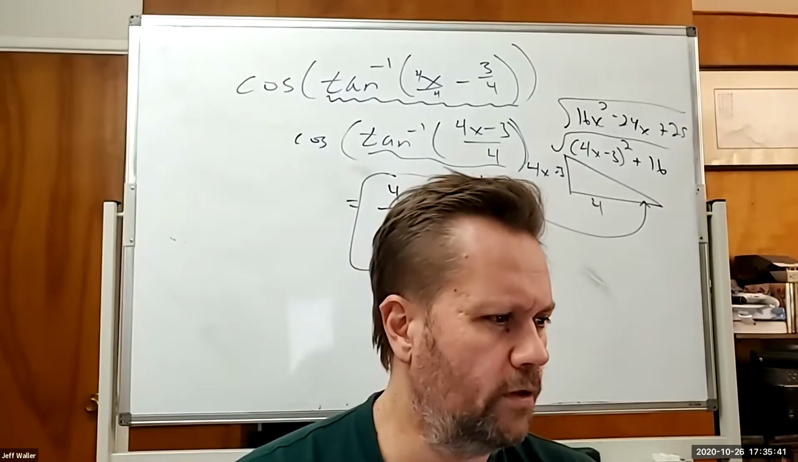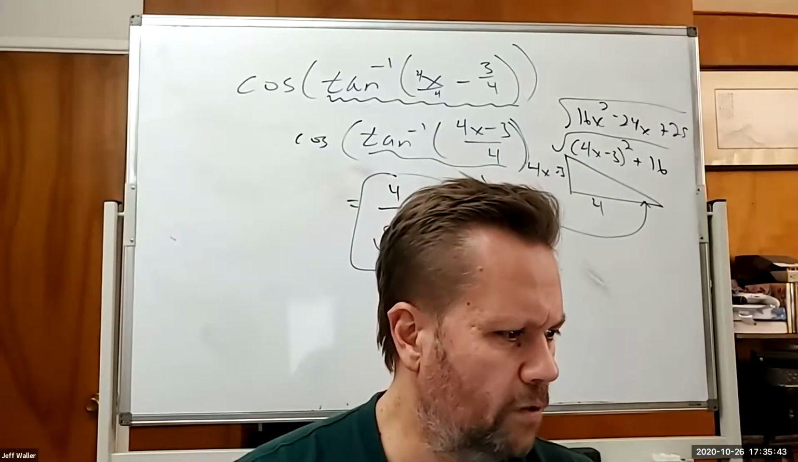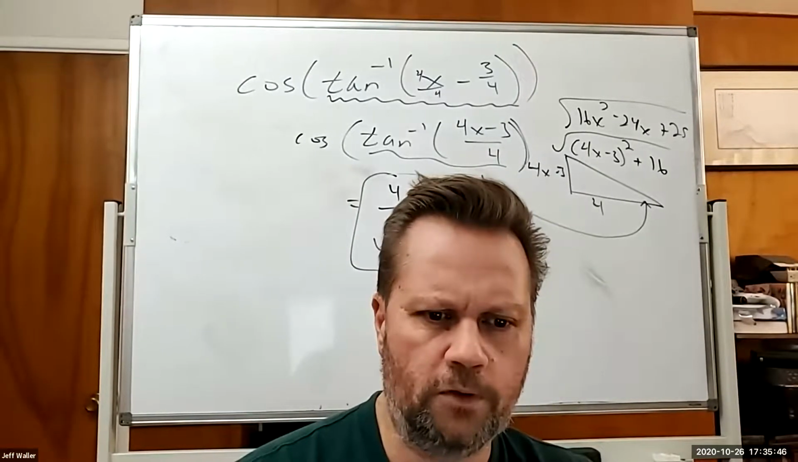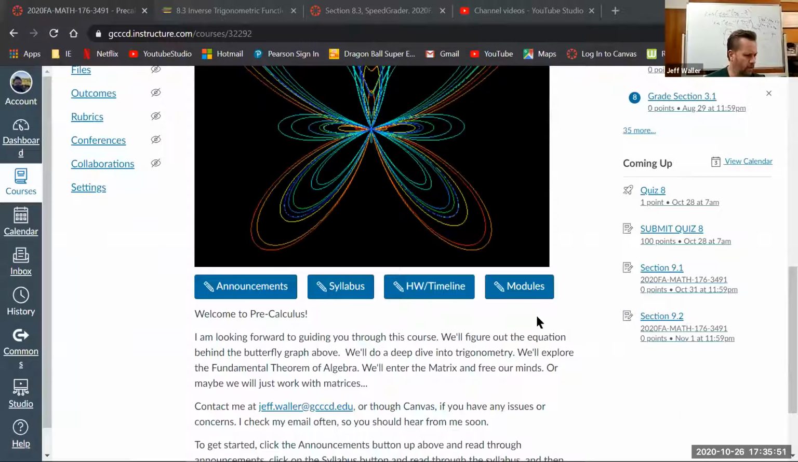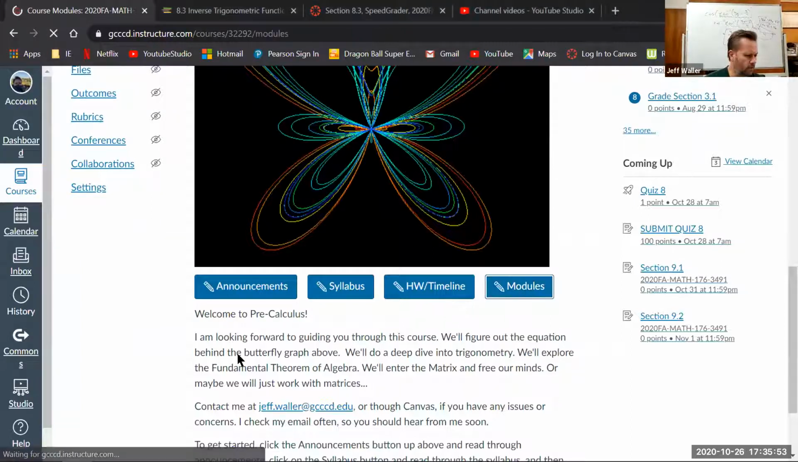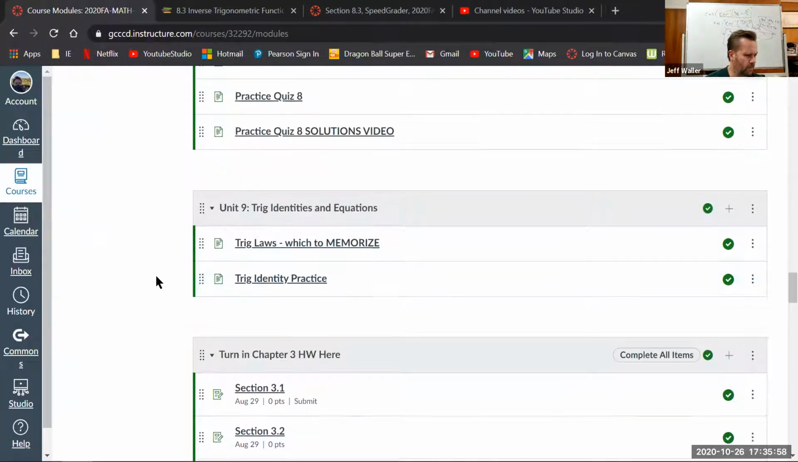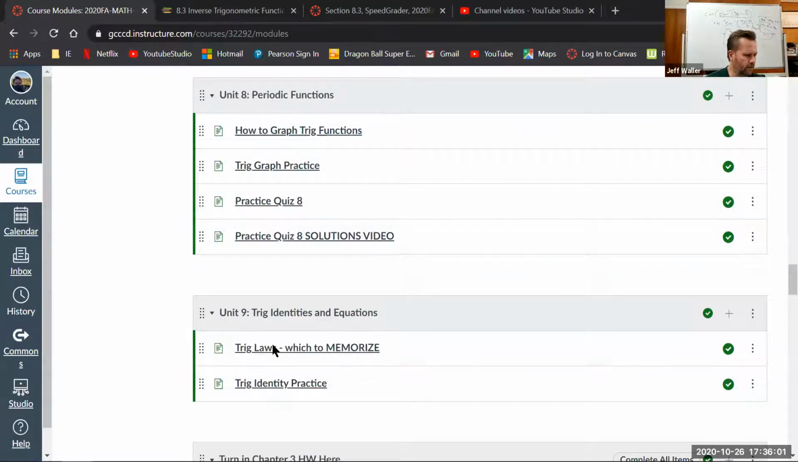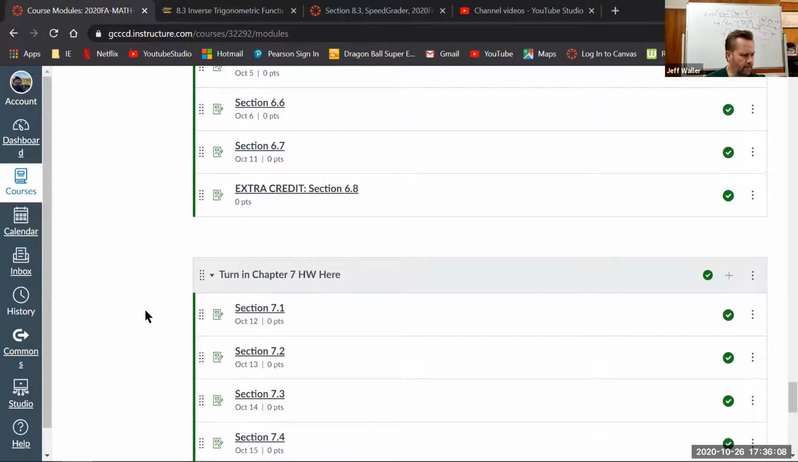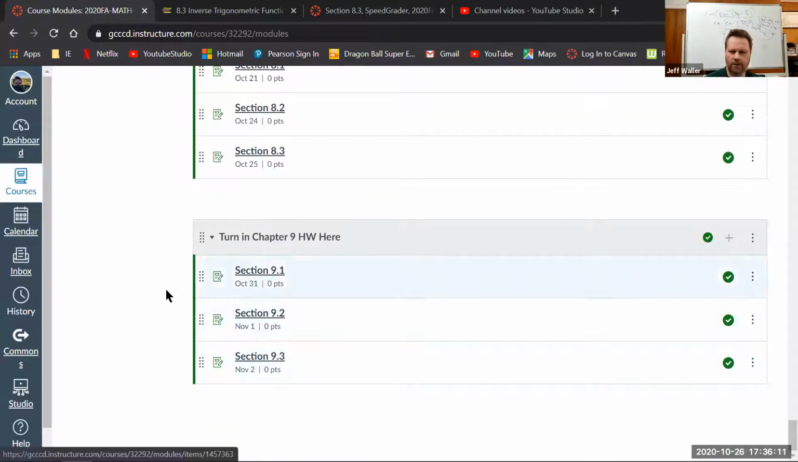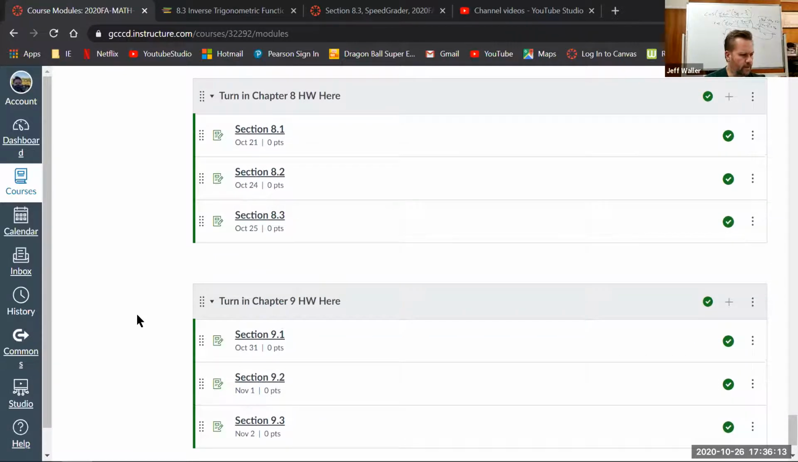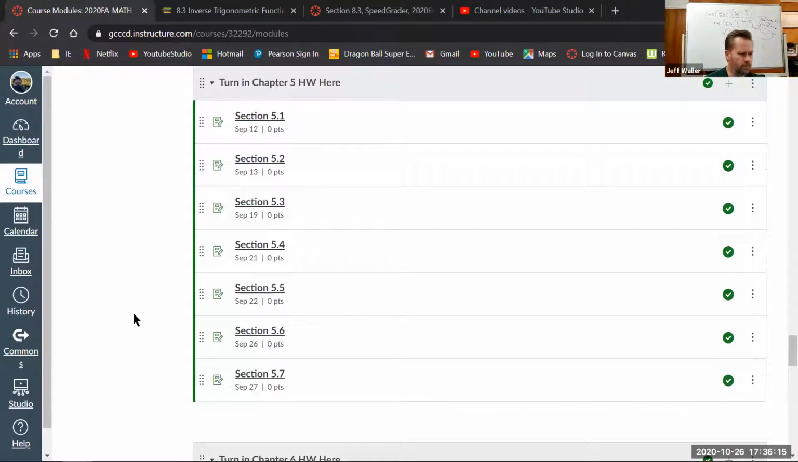Okay, I want to show you, this is nothing major, but just real quick, since I did this, I reorganized the modules a bit. So I added Unit 9 in, and I kind of pulled down some stuff that was sitting in Unit 8 that deals with identity stuff, because 9 is all about identity stuff. So that's in there now. I added a place to turn in some 9 homework, right? Let me see what else. I think that's it.